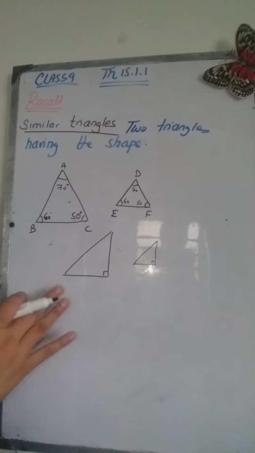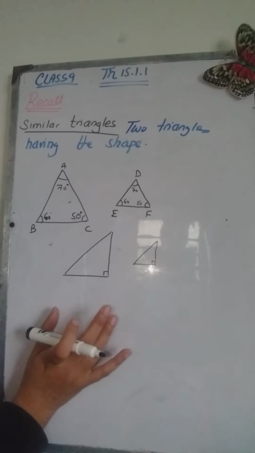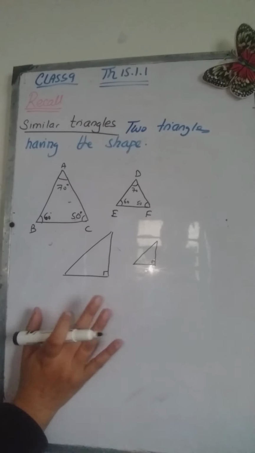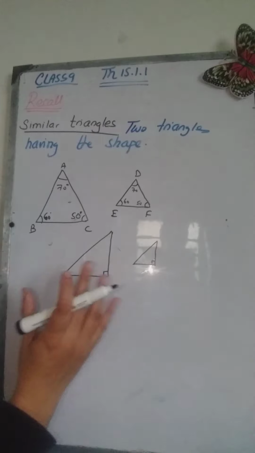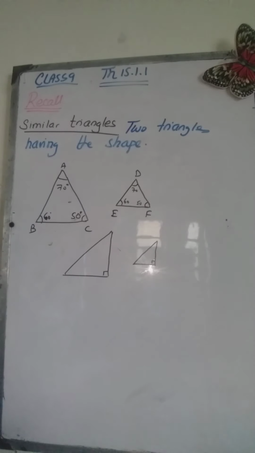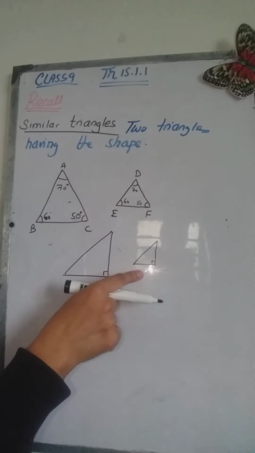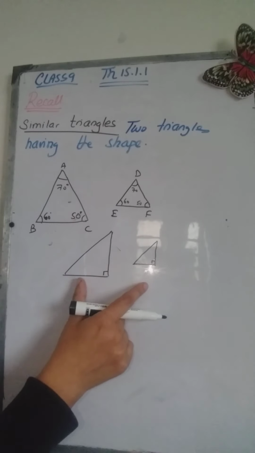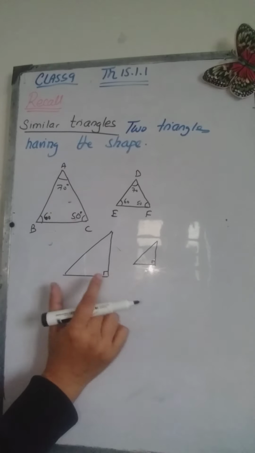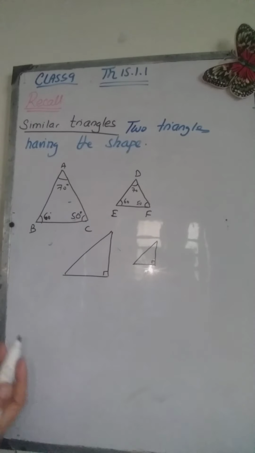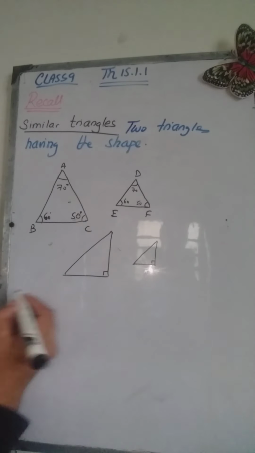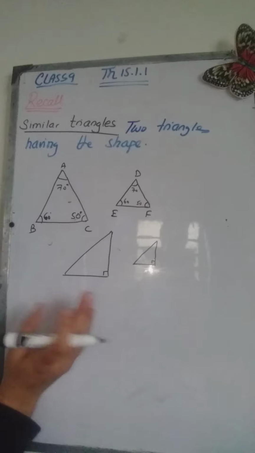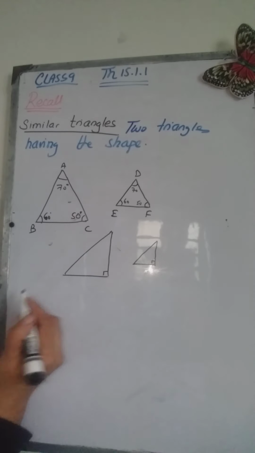Triangles having the same shape, they may have the same size or they may not have the same size, but their shape is the same. If the shapes of two triangles are the same, we say that those triangles are similar. These two triangles are not similar because their shape is not the same, but these two triangles are similar, although they do not have the same size. Now, in order to prove that two triangles are similar, we need to prove that their corresponding angles are the same.